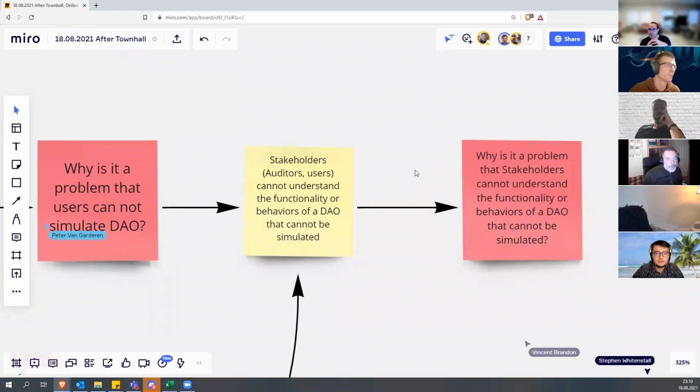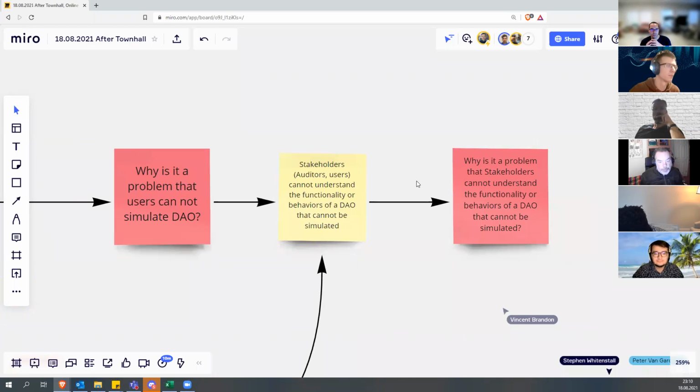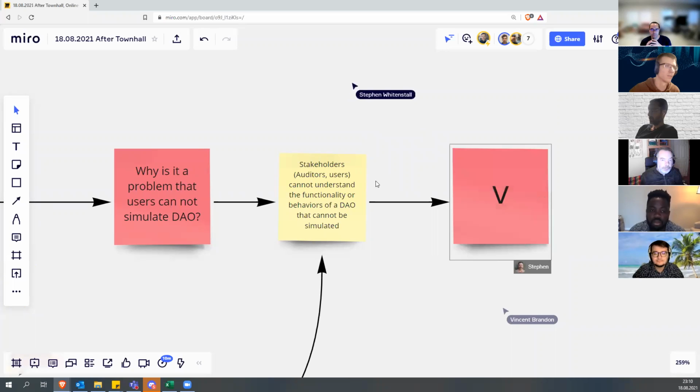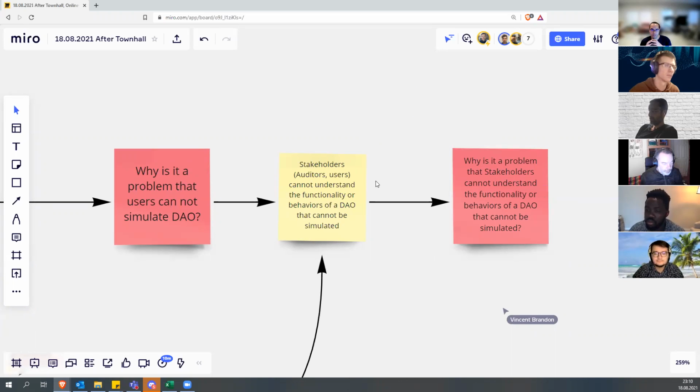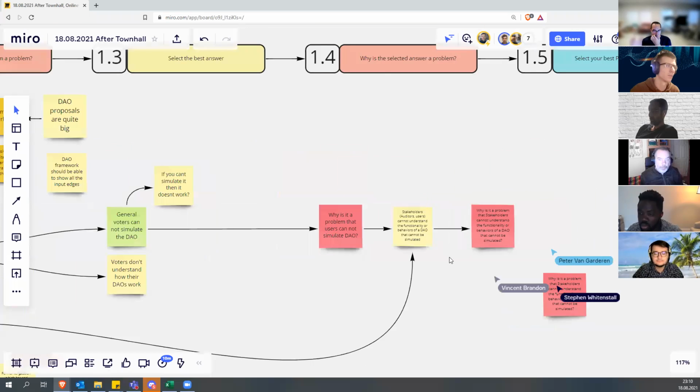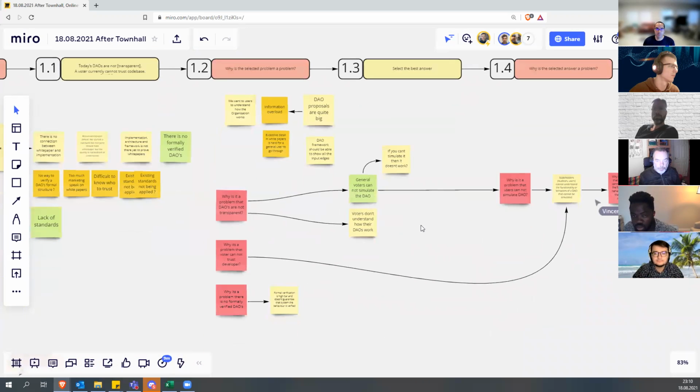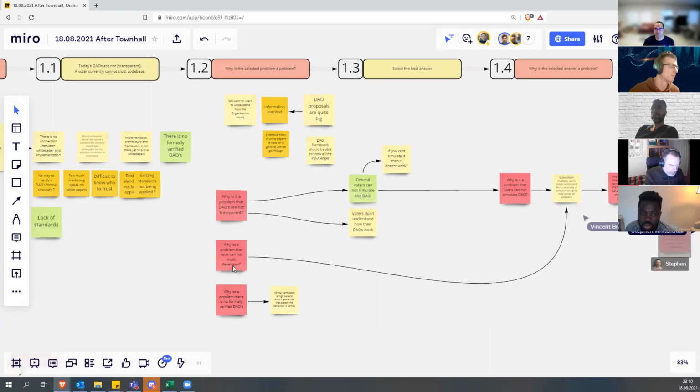Would it be wrong to compress "understand the functionality or behaviors" to trust? Because is that not trust of a non-human system? Is that you understand its functionality and behavior? Would the statement "stakeholders cannot trust a DAO that cannot be simulated" be somewhat equivalent and maybe more impactful, or is that going too far and I should stick with the explicit functionality and behaviors?